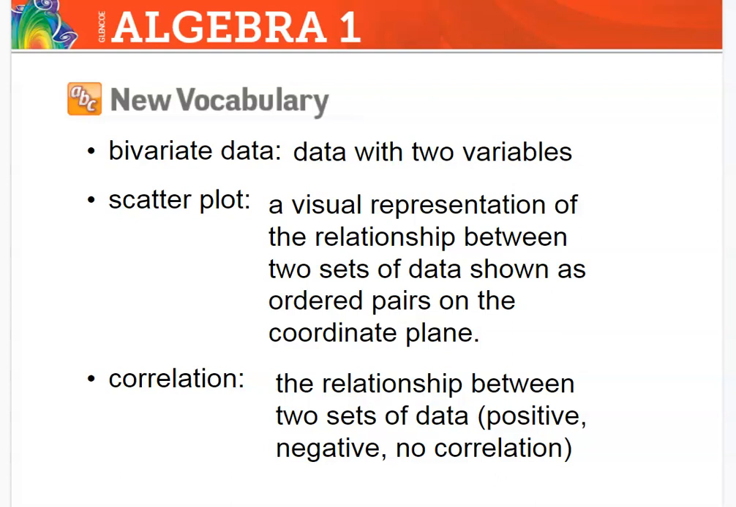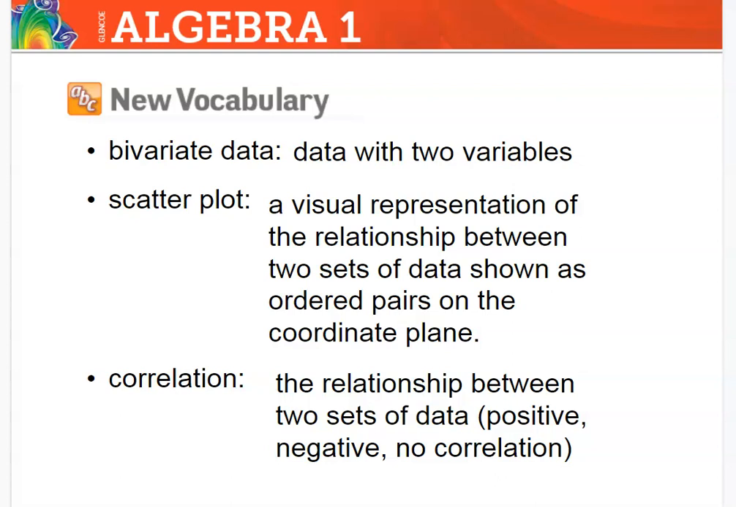Next is scatter plot. And a scatter plot is a visual representation of the relationship between two sets of data shown as ordered pairs on the coordinate plane. Okay, you've seen these a bunch, I'm sure. They've got dots all over them, and we're going to see a bunch of them in this section.